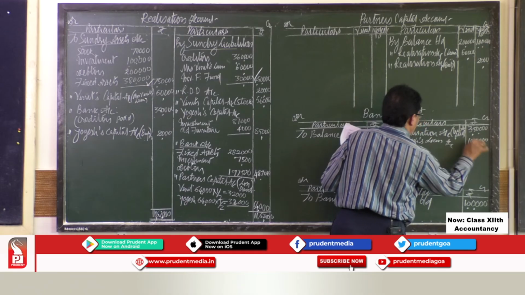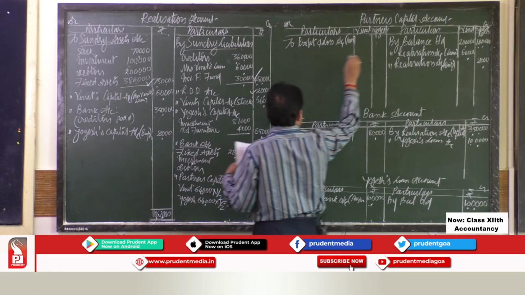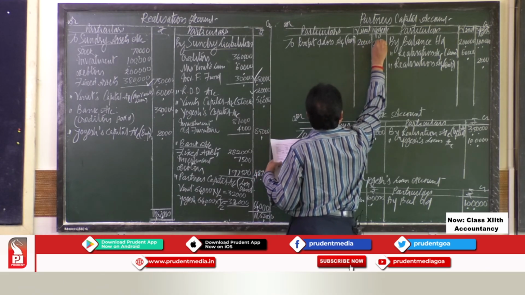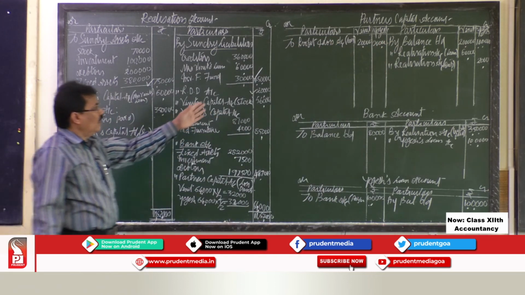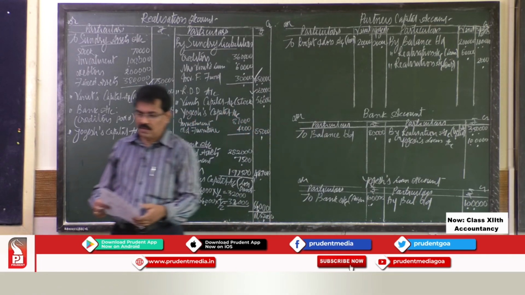Let us see, there is one more item we missed out. On the asset side, there is the accumulated loss in the profit and loss account. Accumulated loss is 40,000. So divide it equally, 20,000, 20,000. So this is the accumulated loss. You have to close it by transferring to partners capital account.